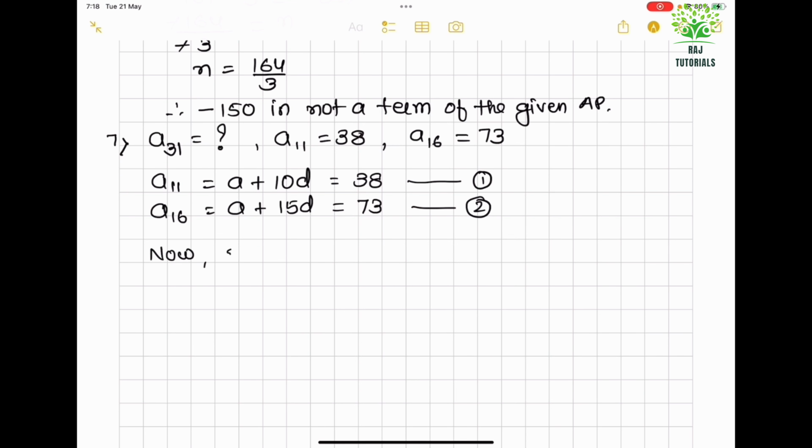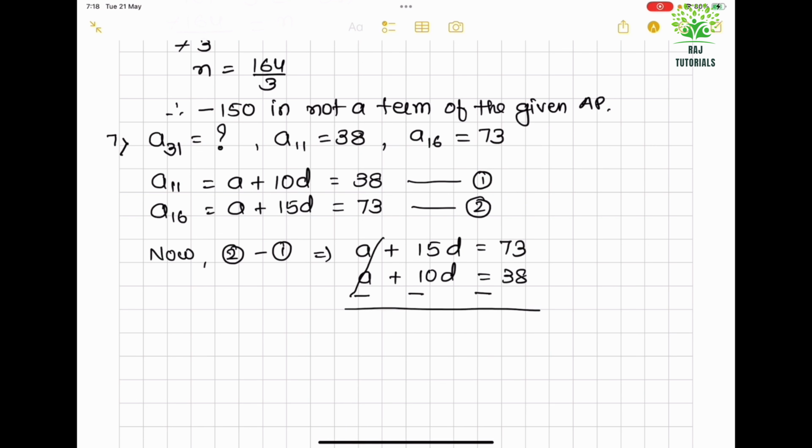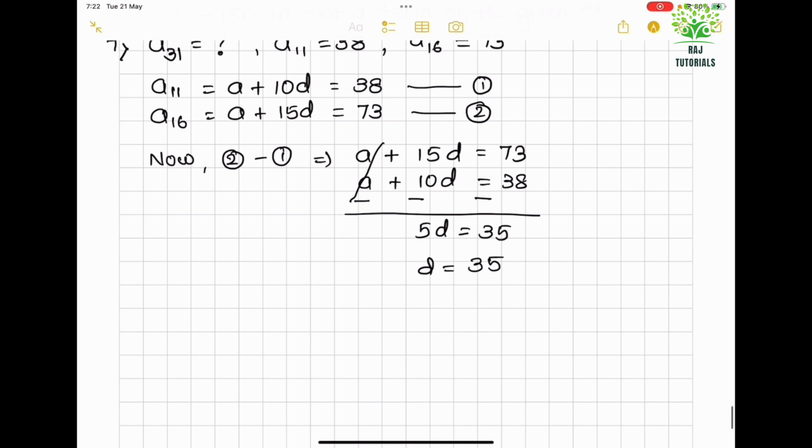Now, doing 2 minus 1. So it's A plus 15D equal to 73, A plus 10D equal to 38. Subtracting them, A got cancelled. 5D equal to 35. So D will be 35 by 5, which is equal to 7. So now we got D.